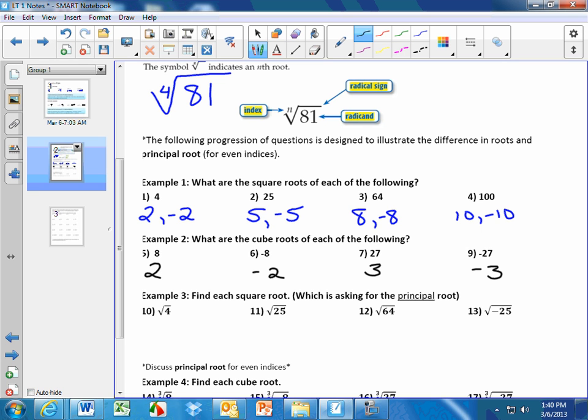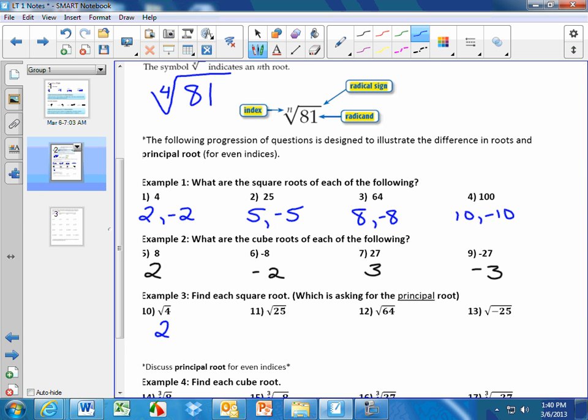Principal roots only apply for even indices. In other words, square roots, or fourth roots, or sixth roots. Okay? Why is that? Because there's not a choice for cube roots. The cube root of 8 is 2. There's not choices. Make sense? All right, so the square root of 4 is what it was.